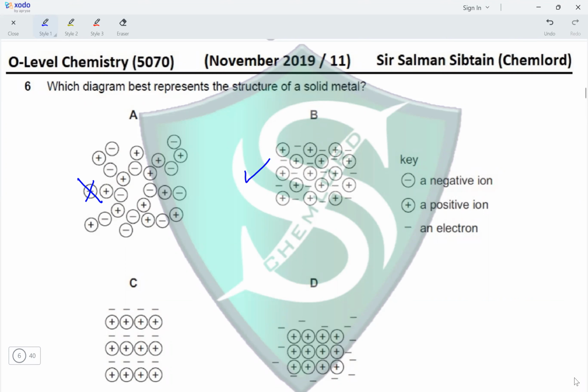So this is correct. In C, we've got a setup in which the positive ions and the negative ions are arranged in an array. This is not delocalized electrons. This does not represent delocalized electrons, so this makes it wrong. And in D, we've got all positive charges together and all negative charges outside of the positive. They are not delocalized between them, so this makes it wrong. So the correct option for this question is option B.